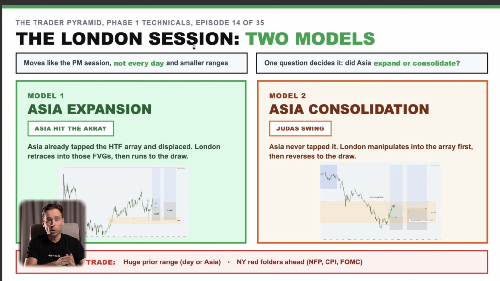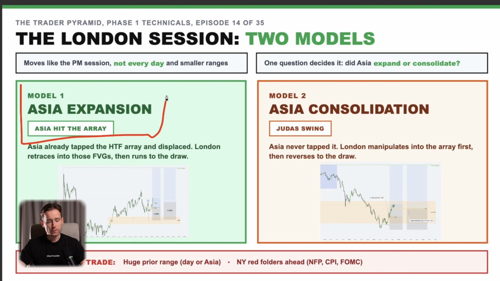There's 2 different models you need to understand trading London session. But before we go into those models, keep in mind if you trade futures, let's say NASDAQ on London session, it moves like the PM session. It means not every day and in smaller ranges. And the one question that decides if you can trade London session and which model: did Asia expand or consolidate? What did the Asian session do?